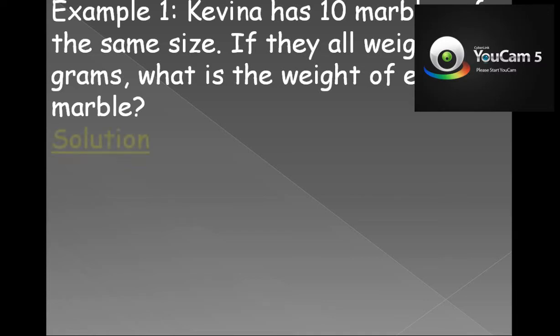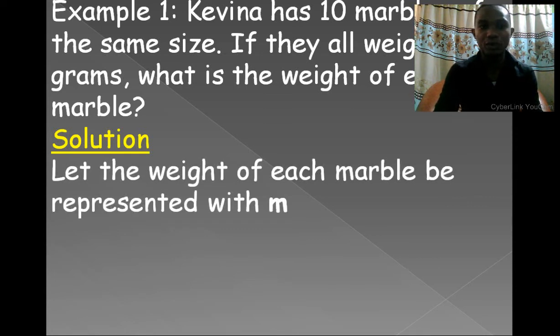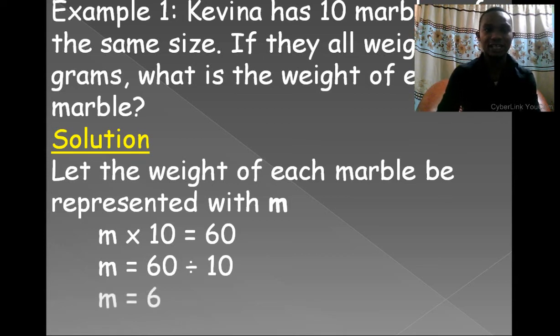Then we have a solution. Let the weight of each marble be represented with M. It's actually an unknown. We don't know it. And M times 10 gives us 60. Remember, the opposite of multiplication is division. Then M will be equal to 60 divided by 10. That gives us 6. That means the weight of each marble is 6.